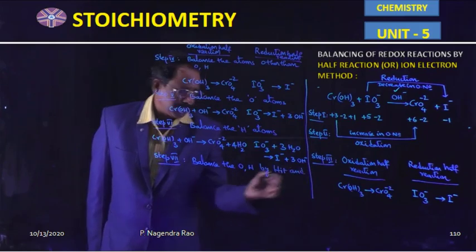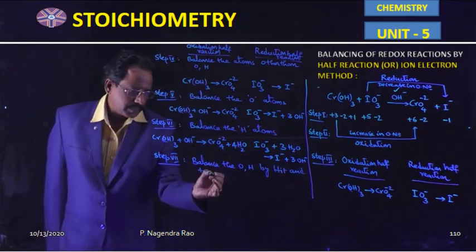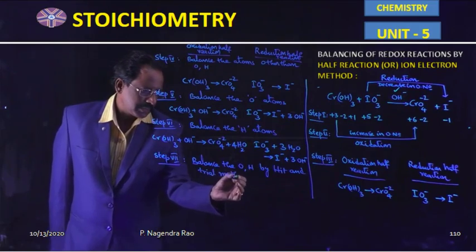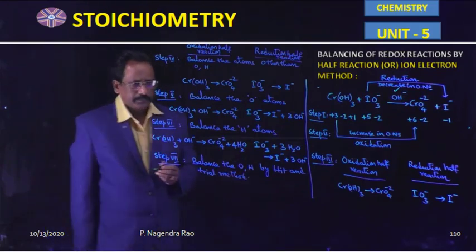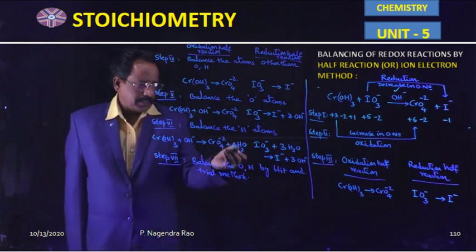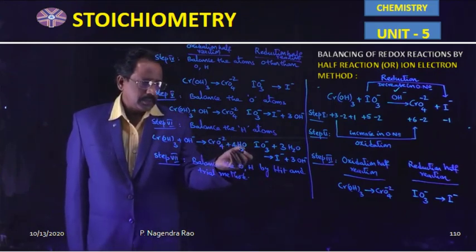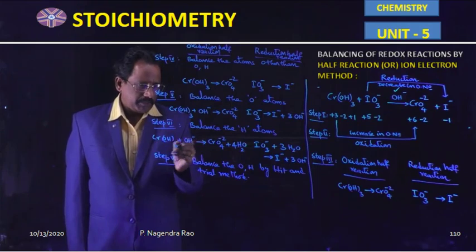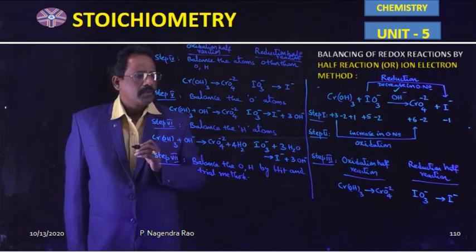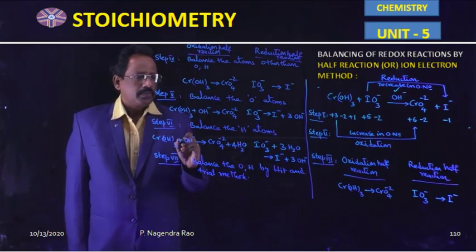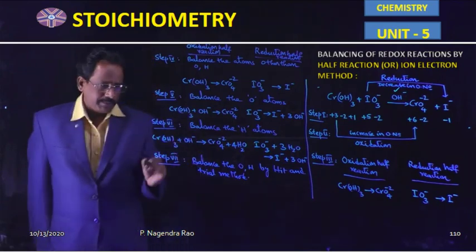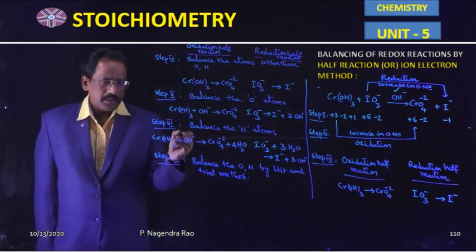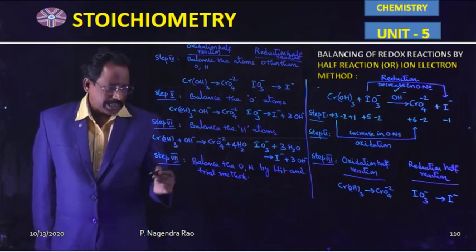Hit and trial method. Here the hydrogen number is 8. Here it is 3 plus 1, 4. That's why if you multiply OH⁻ with 5, now all the atoms are balanced.